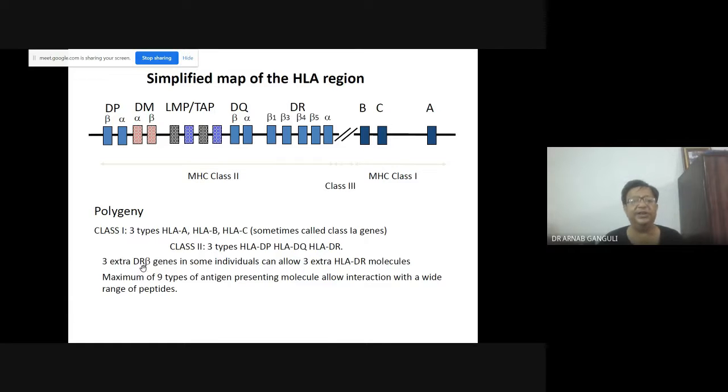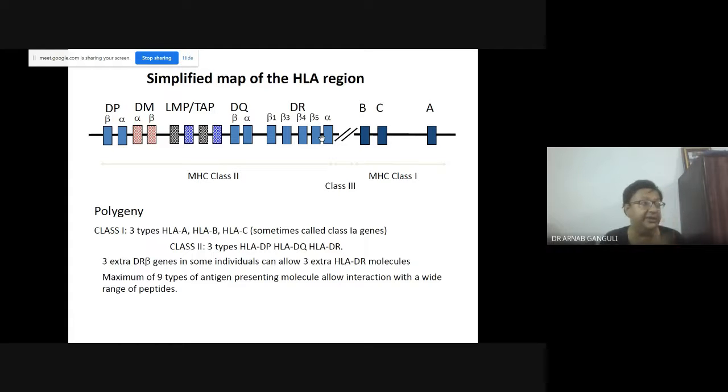There are three extra DR beta genes. এই যে three extra DR beta genes, beta 3, beta 4, beta 5. And some individuals can allow extra 3 HLA DR molecules. কারুর এই তিনটেও থাকতে পারে, এটার একটাও থাকতে পারে, দুটোও থাকতে পারে, তিনটেও থাকতে পারে, any one of them. There can be a permutation combination of any one of them.